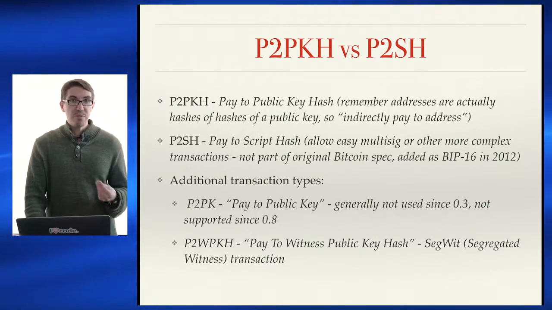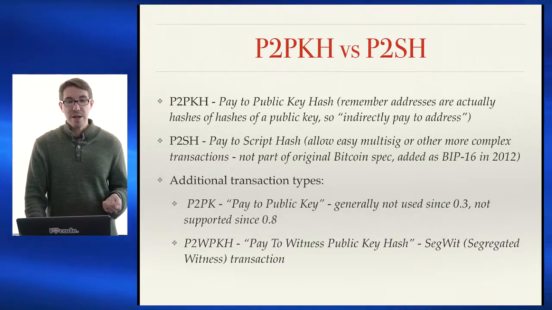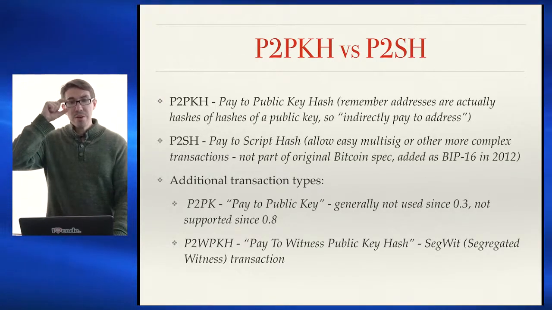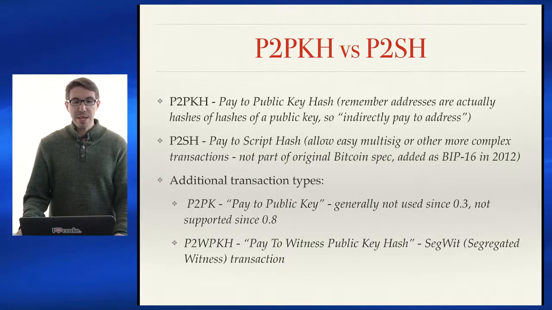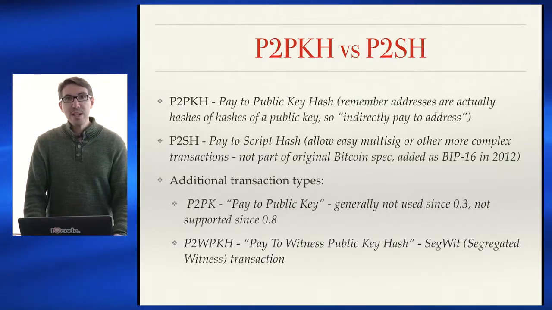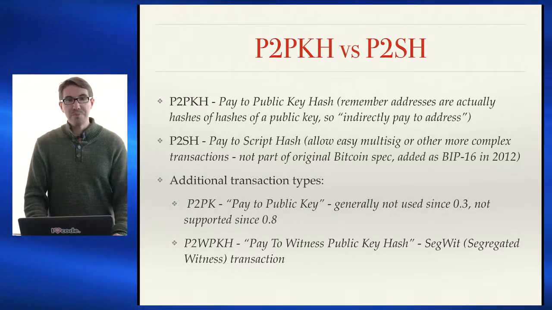This was not part of the original Bitcoin specification. It was added in 2012. But it allows more complex transactions to take place by directly sending them to a script. There are a few other transaction types besides these more common ones. There is pay to public key, where you would specify a public key instead of a public key hash, or what is now usually called an address. This was really only used in the very early days of Bitcoin and actually has not been supported in the Bitcoin Core client for many years now. But if you start spelunking in the early blockchain, you'll see a few of these floating around.